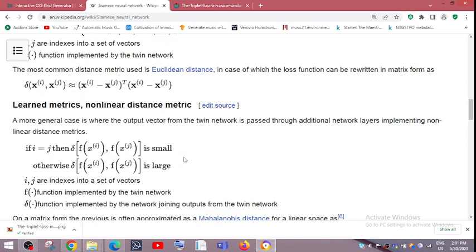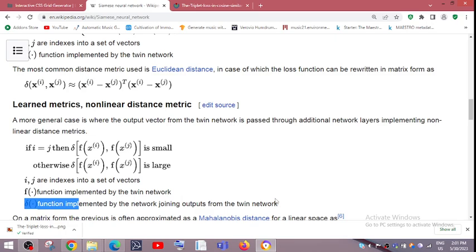Learned metric, non-linear metric. A more general case is where the output vectors from the twin network are passed through an additional neural network, implementing a non-linear distance metric. If i is equal to j, then f of x_i and f of x_j is small, otherwise it is large. This function is implemented by the twin network, and this function is implemented by the joining of the twin vectors.